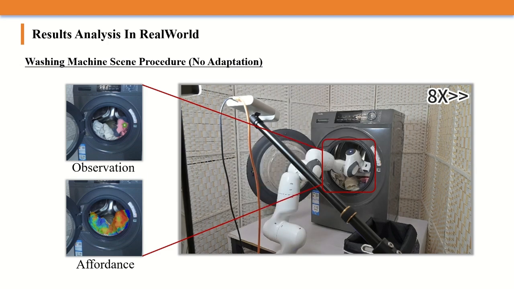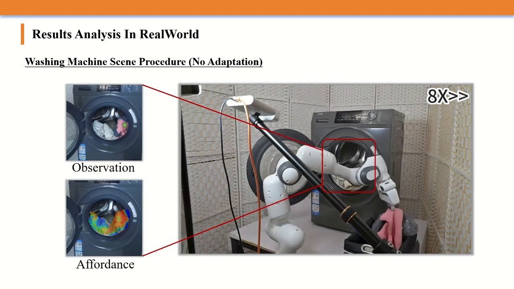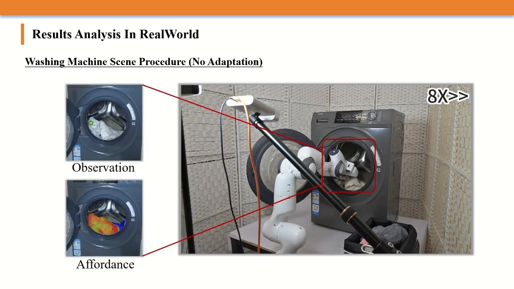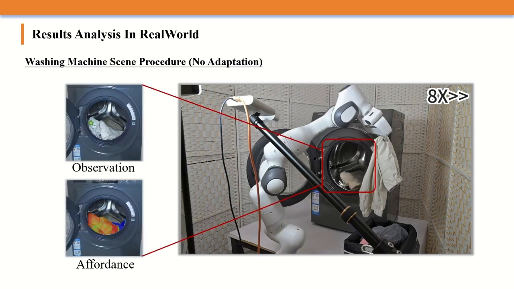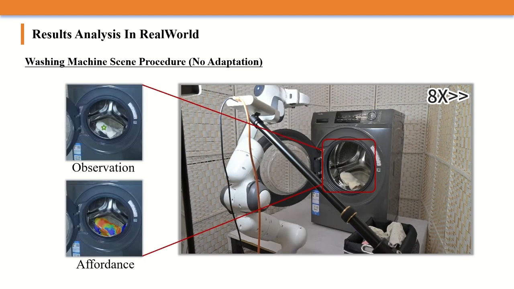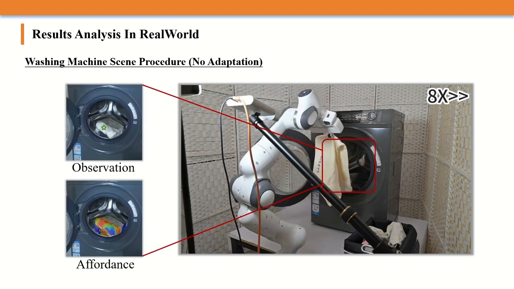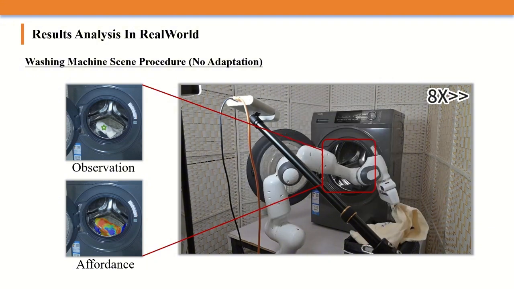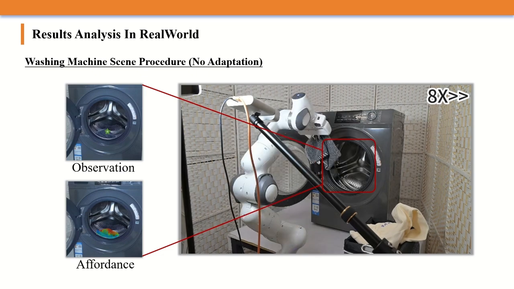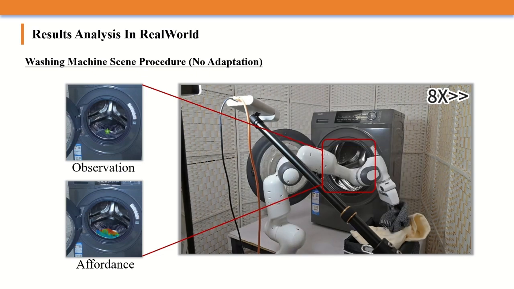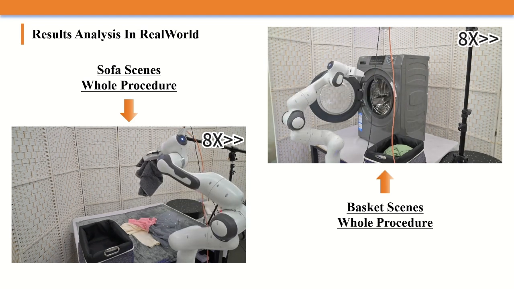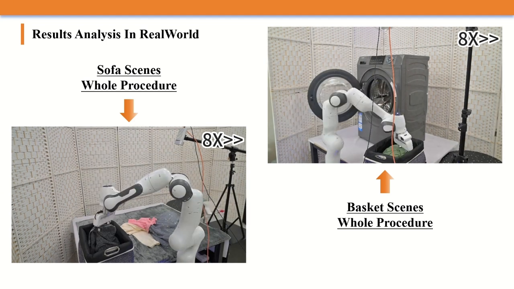For the washing machine scenario, we show a video of the whole process. At each step, we show the corresponding observation and affordance on the left. For the other 2 scenes, we also show the videos of the whole process to demonstrate the effectiveness of our method.